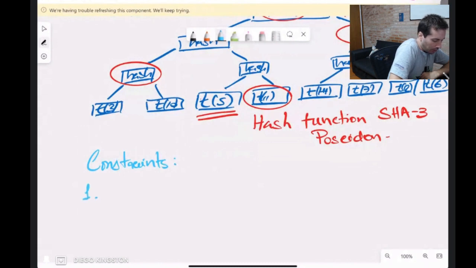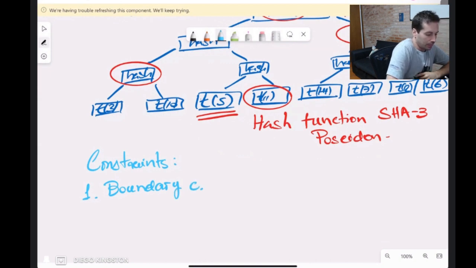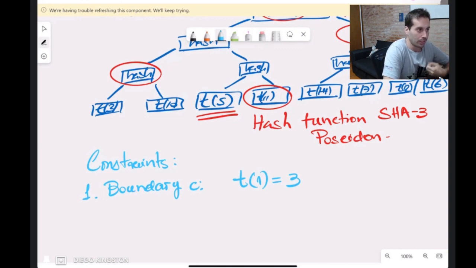First, we have what we call the boundary constraints. And these constraints tell us that, for example, the value of the trace polynomial equals a certain value, for example, t of 1 equals 3. We started our sequence saying the first value is 3, so we want to enforce that on the calculation.